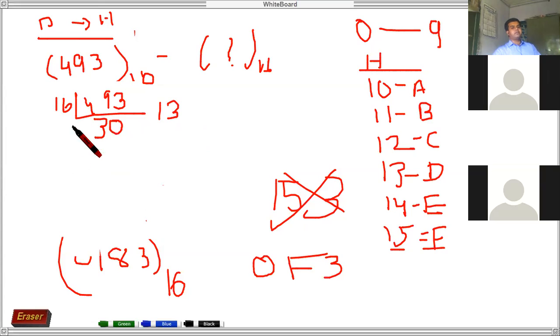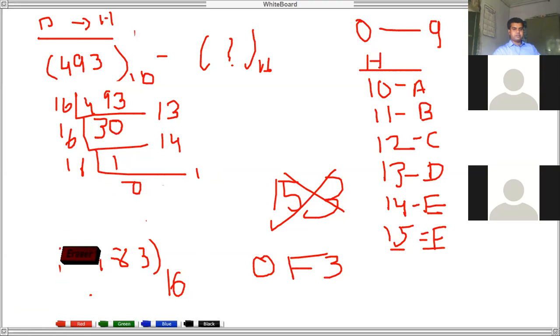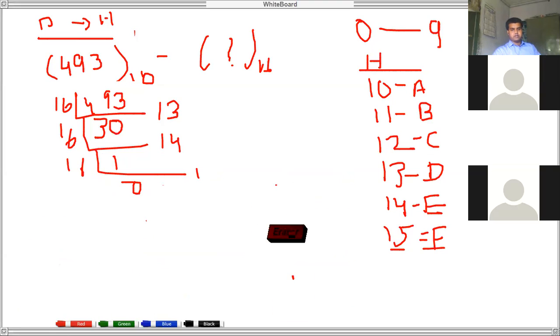Sixteen thirties are 480. Okay, remainder is 13. Then 16 ones are 16. Remainder is 14. 16 zeros are 0. Remainder is 1. Okay. Now, if we arrange the numbers from bottom to up, what is it?